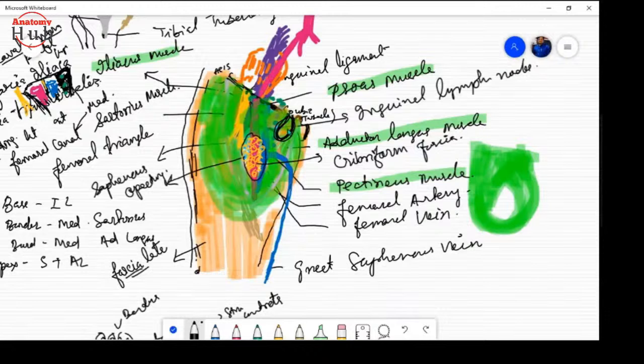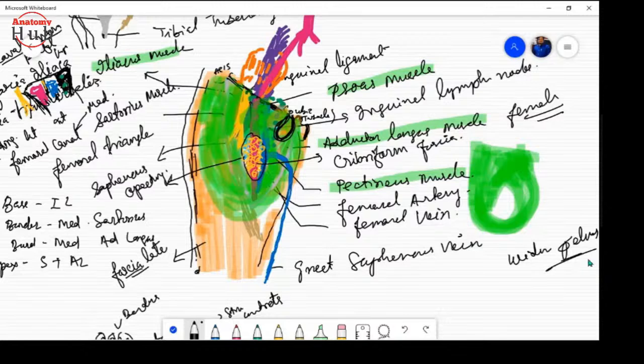Okay, and this femoral hernia is more common in females. Why? Inguinal hernia is more common in males, but femoral hernia is more common in females because of the wider pelvis. How it is possible, I will show you in our next class.